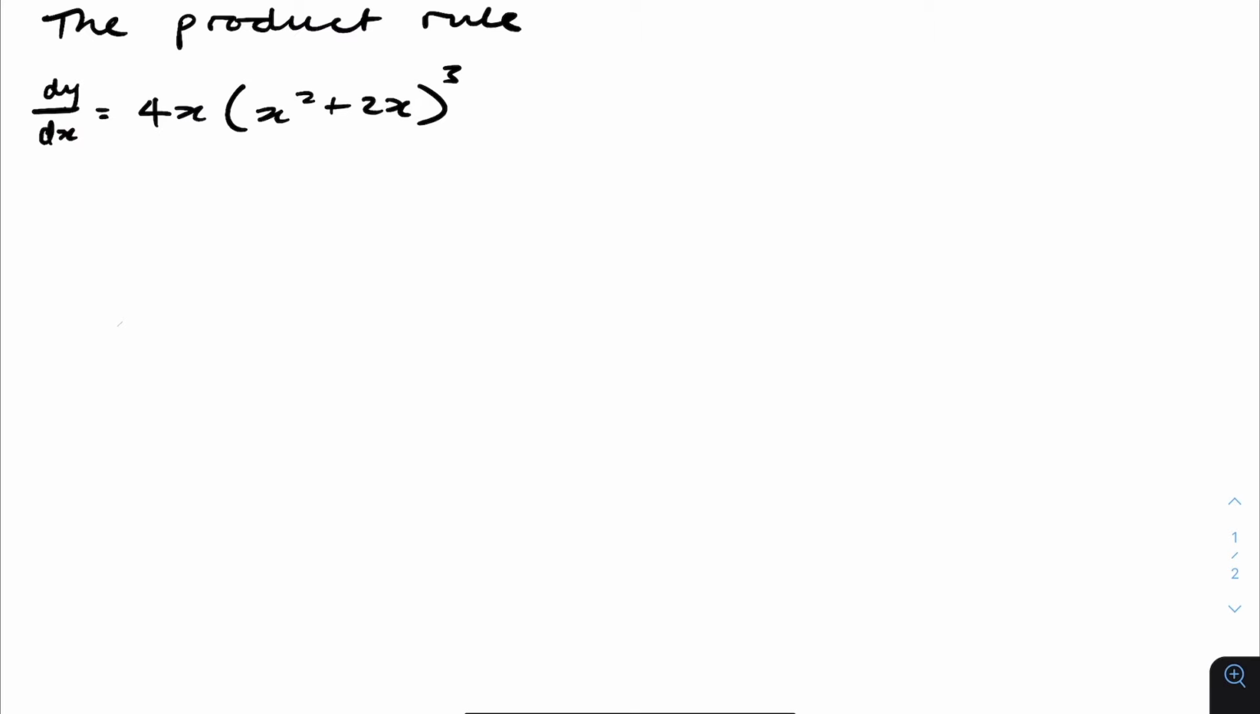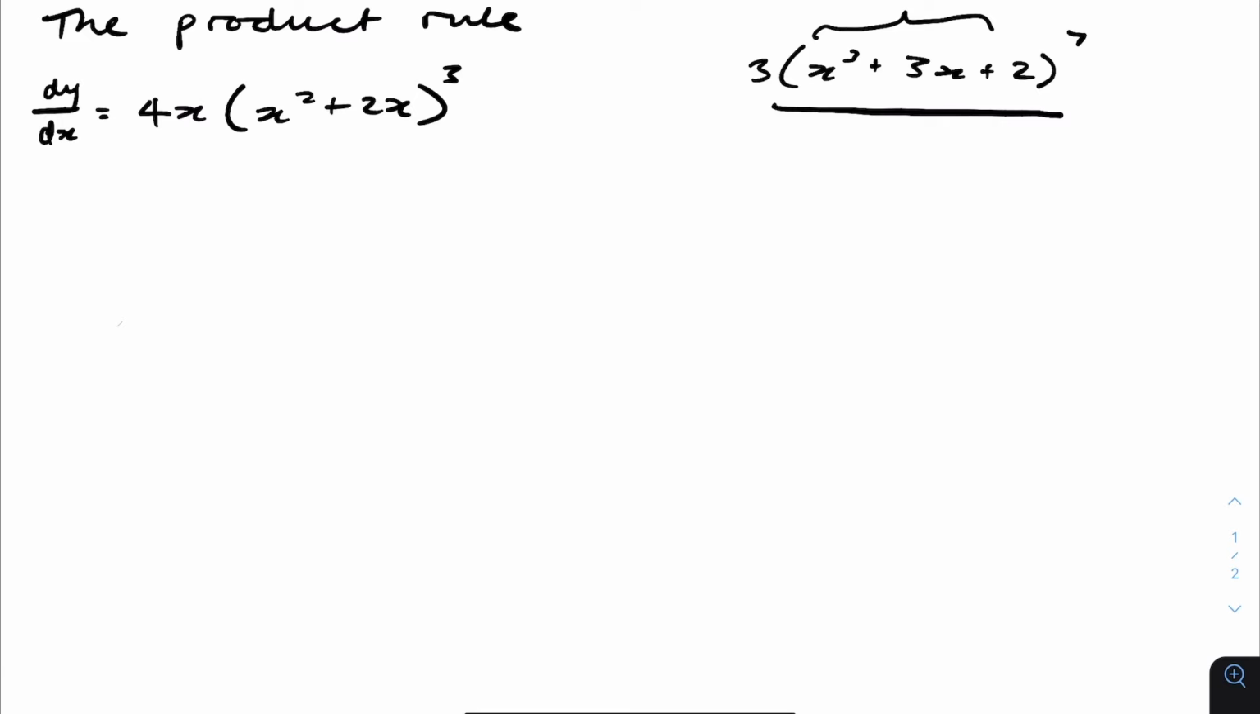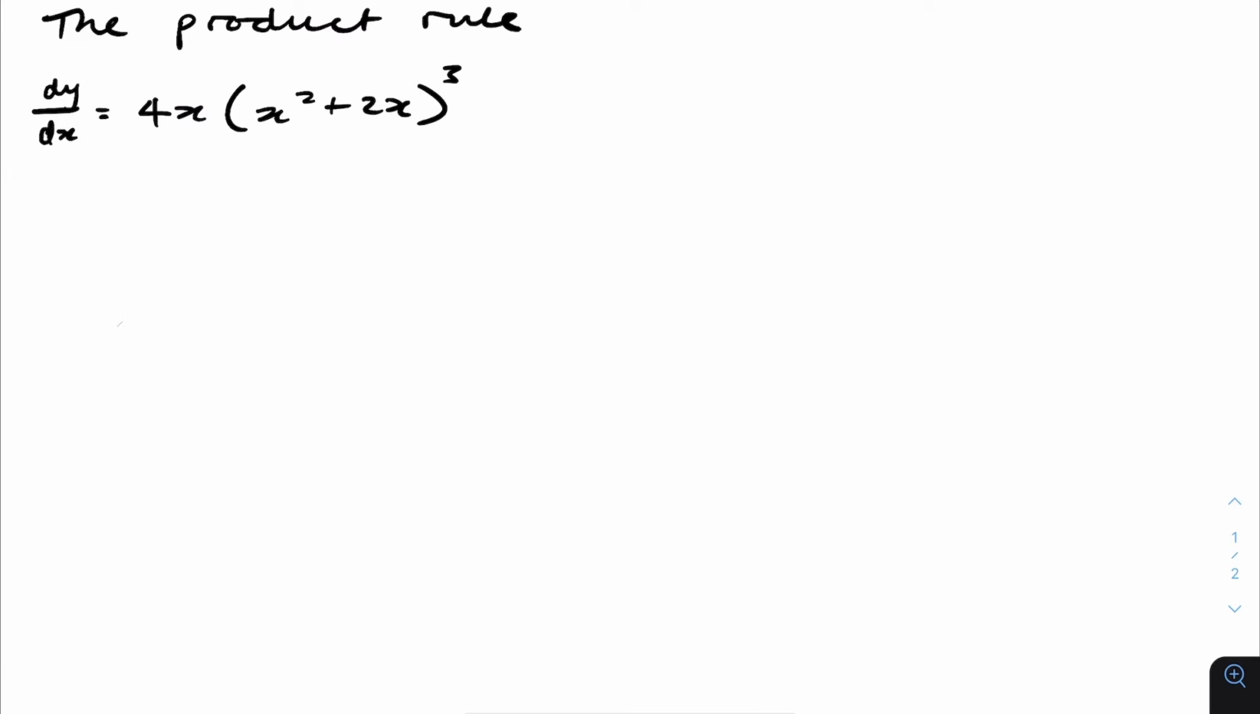But you might be thinking, well, in the past video, wasn't there a question where we had 3 times something like x cubed plus 3x plus 2 raised to the power of 7? Didn't we have that? Well, in this case, we would only use the chain rule. Why is that? Because there's only one part that contains x, which is this part. However, when we look at this function here, we have two parts that contain x, the coefficient and the actual chain rule part.